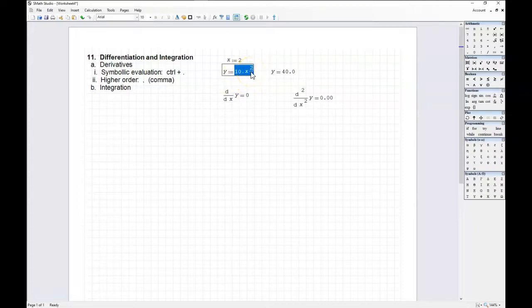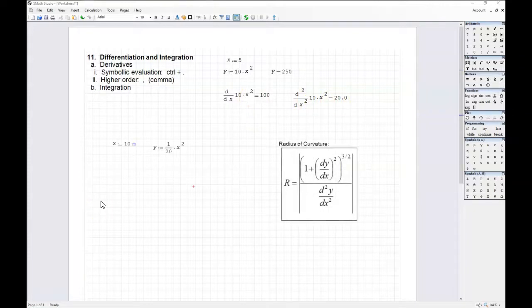So I'm going to select that portion, Control C, and then paste it where y is, Control V. Now we see the derivative of y with respect to x at 2 is 40. We can do the same thing here, and that should bring us back to 20, which we found earlier. If we were to change 2 to 5, our first derivative changes, and our second derivative is constant.